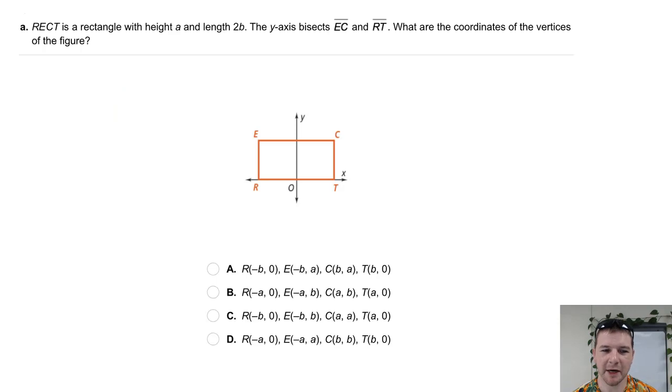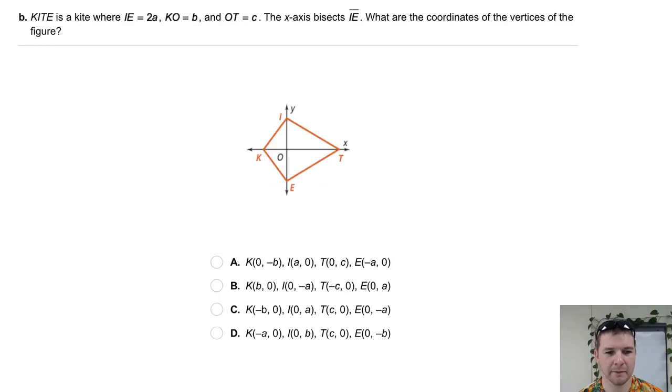Your turn. Part A. RECT is a rectangle with height A and length 2B. The y-axis bisects segment EC and segment RT. What are the coordinates of the vertices of the figure? And B, KITE is a kite, where IE equals 2A, KO equals B, and OT equals C. The x-axis bisects segment IE. What are the coordinates of the vertices of the figure?